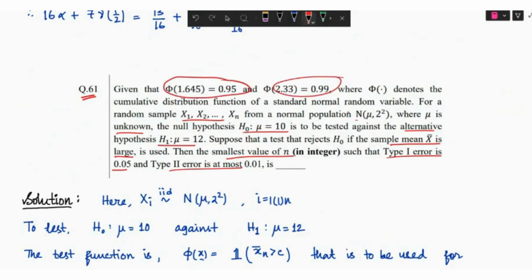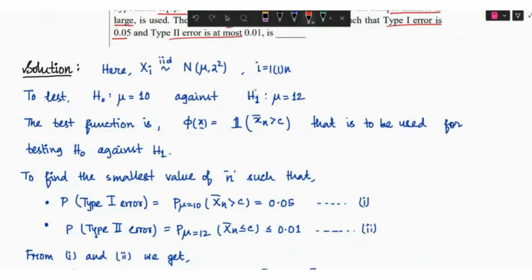Let us go to the problem. So here Xi is IID normal(mu, 2 square), i equal to 1 to n. We have to test H0: mu equal to 10 against H1: mu equal to 12. The test function is phi(x) equal to the indicator of Xn bar greater than c. Since Xn bar is large, what does it mean? Xn bar is greater than some constant. How large is large? That is determined by the level of significance, and we will find the value of c from that.